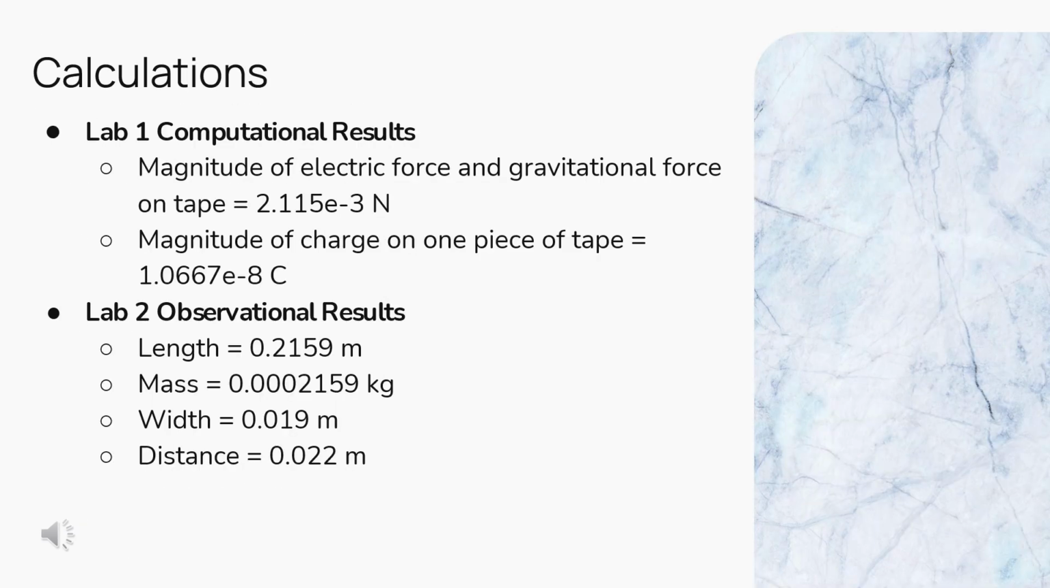Calculations. For Lab 1, these are the computational results. The magnitude of the electric force and gravitational force on the tape was 2.15 times 10 to the negative 3rd newtons, and the magnitude of charge on one piece of tape was 1.0667 times 10 to the negative 8 coulombs. Then the Lab 2 observational results, which were measured during the procedure, are the length, the mass, the width, and the distance. The length, mass, and width are of one piece of tape, and the distance is between tape A and tape B when they repel.